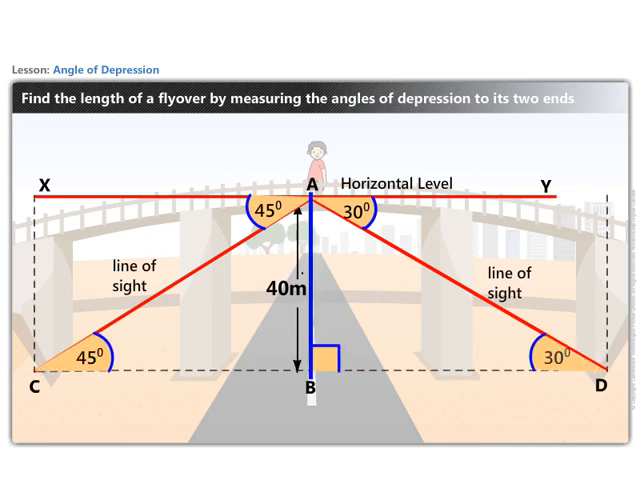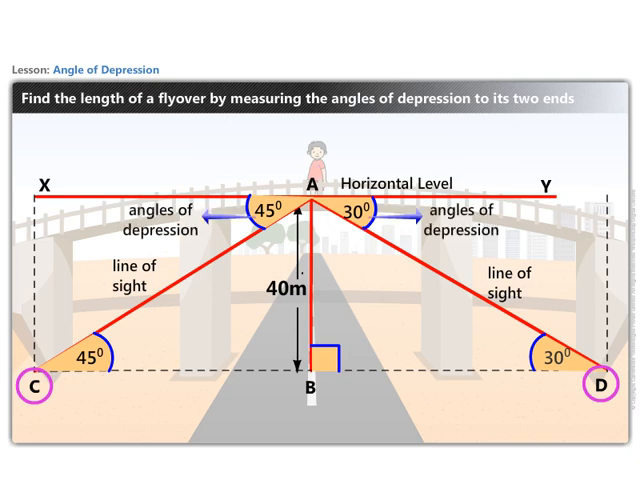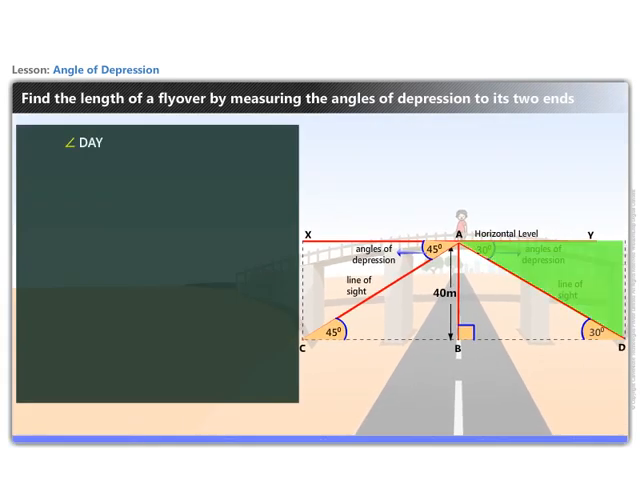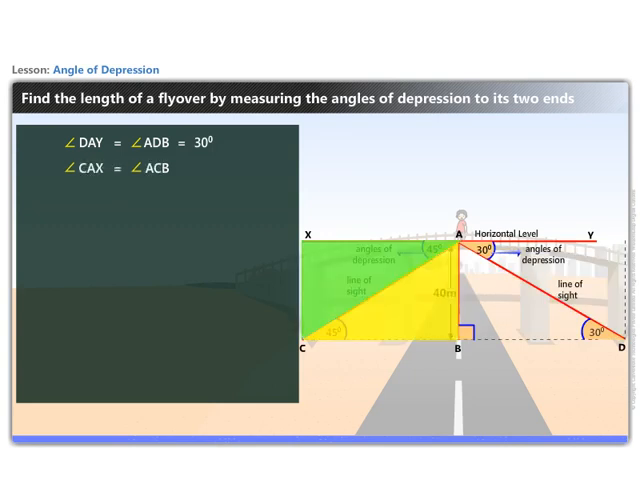Let AB be the height of the flyover where A is the boy's line of sight. C and D are the two ends of the flyover whose angles of depression from the horizontal line of vision are 45 degrees and 30 degrees respectively. Angle DAY and angle ADB are 30 degrees, a pair of alternate angles. Angle CAX and angle ACB are 45 degrees, a pair of alternate angles.